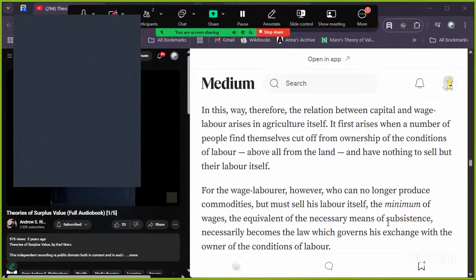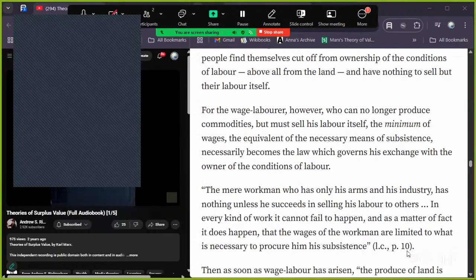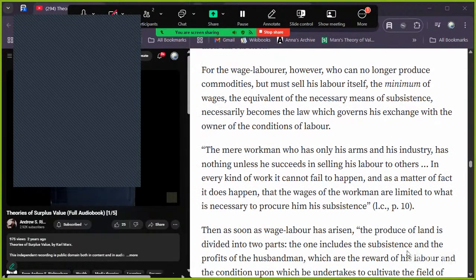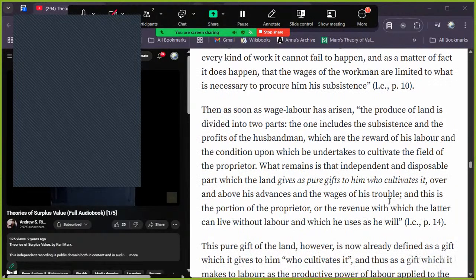For the wage laborer, however, who can no longer produce commodities but must sell his labor itself, the minimum of wages, the equivalent of the necessary means of subsistence, necessarily becomes the law which governs his exchange with the owner of the conditions of labor. Quote: "The mere workman, who has only his arms and his industry, has nothing unless he succeeds in selling his labor to others. In every kind of work, it cannot fail to happen, and as a matter of fact, it does happen, that the wages of the workman are limited to what is necessary to procure him his subsistence.